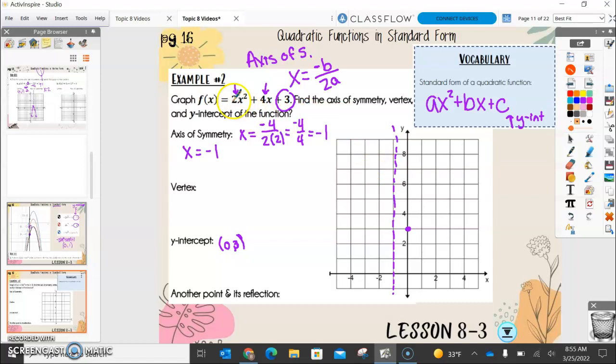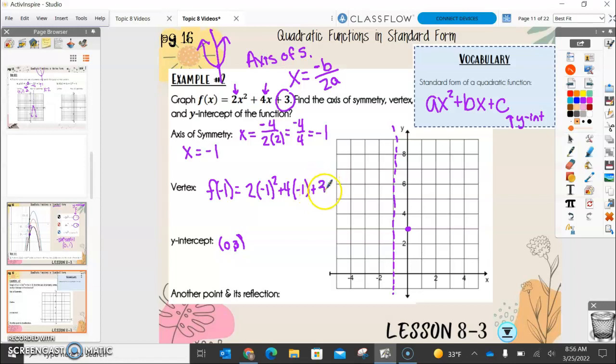Now we can look at this a value, and we know that since 2 is positive, it's going to be an upwards opening parabola. So we know we're going to have some sort of down and then up parabola. How do we find the vertex, though? We know that if you have a parabola, your vertex will cross with your line of symmetry because it's the middle turning point of your graph. So we're going to put -1 into this function, or substitute -1 in for every x.